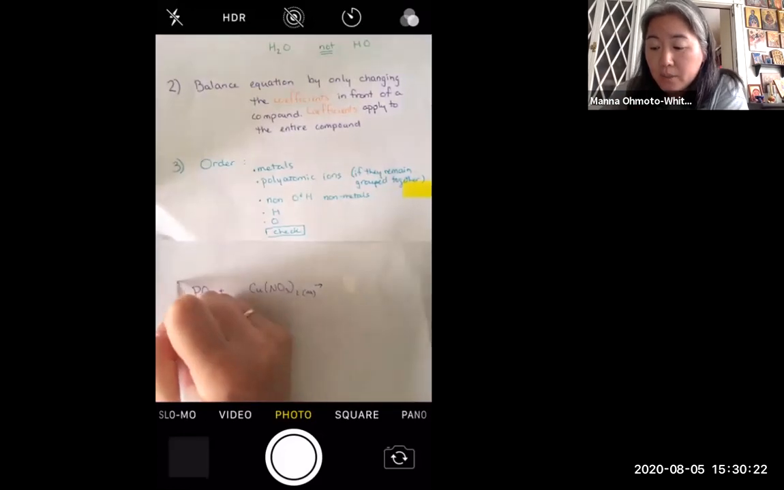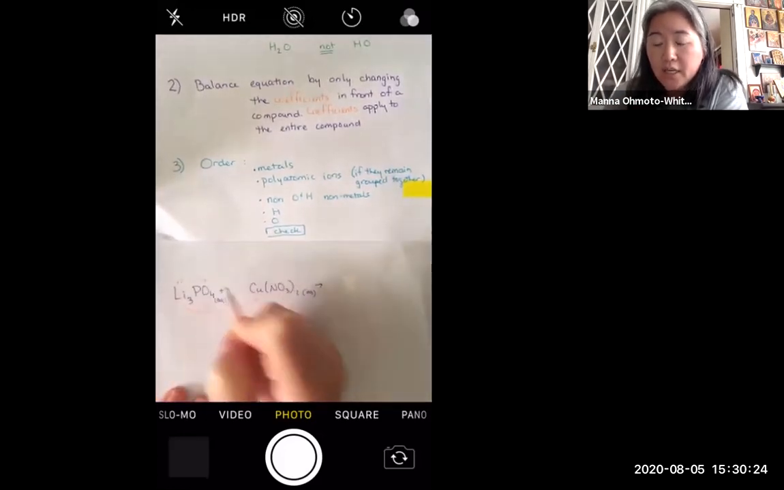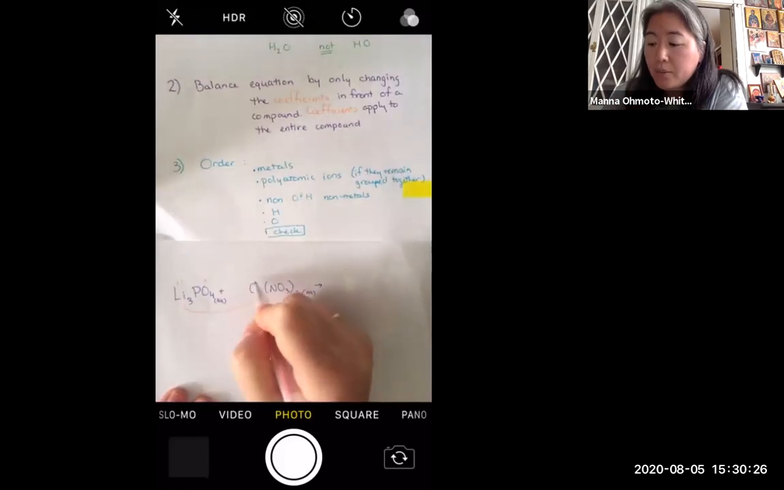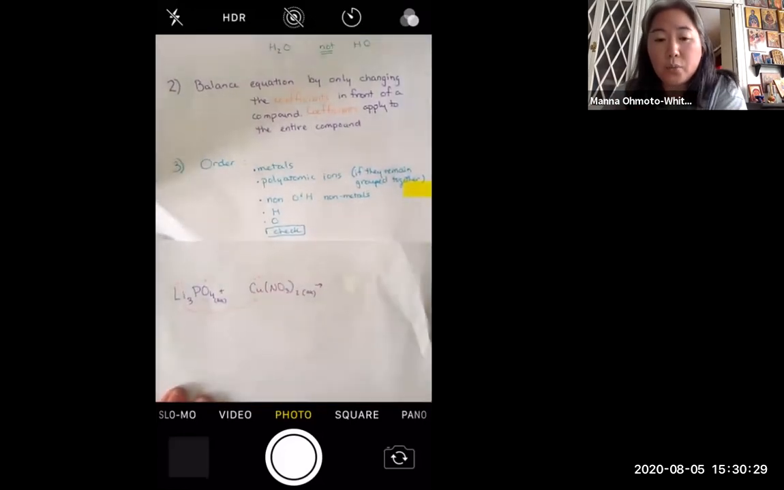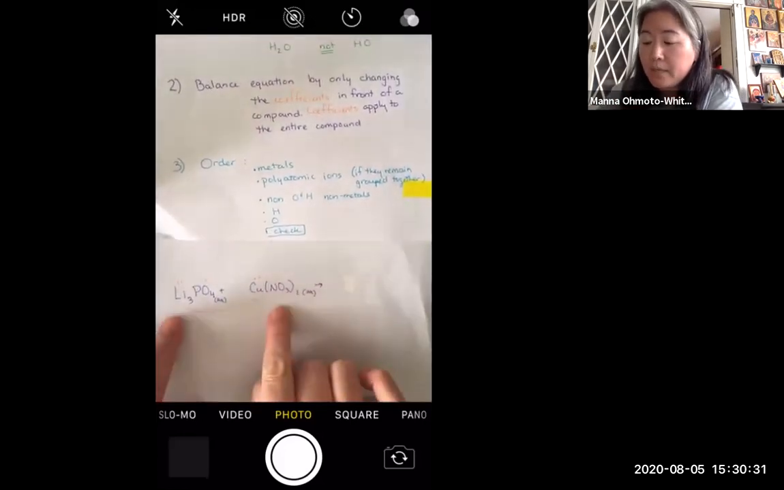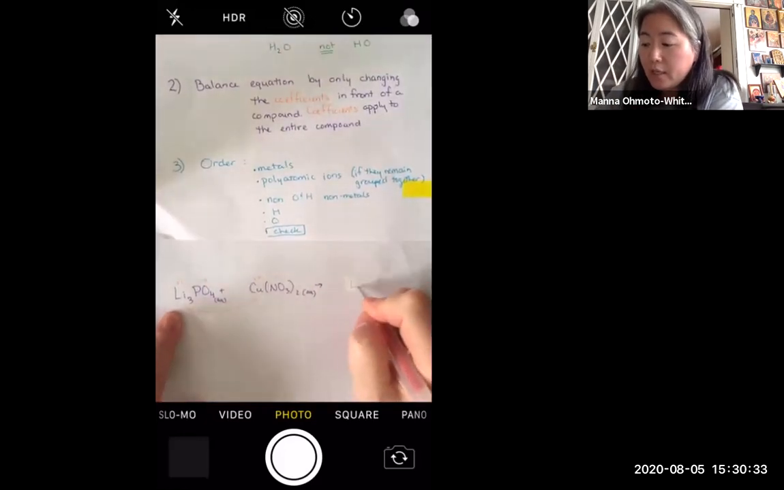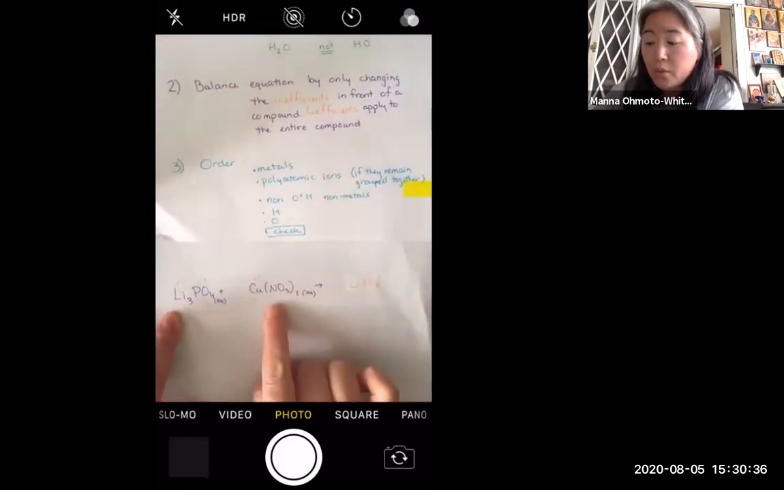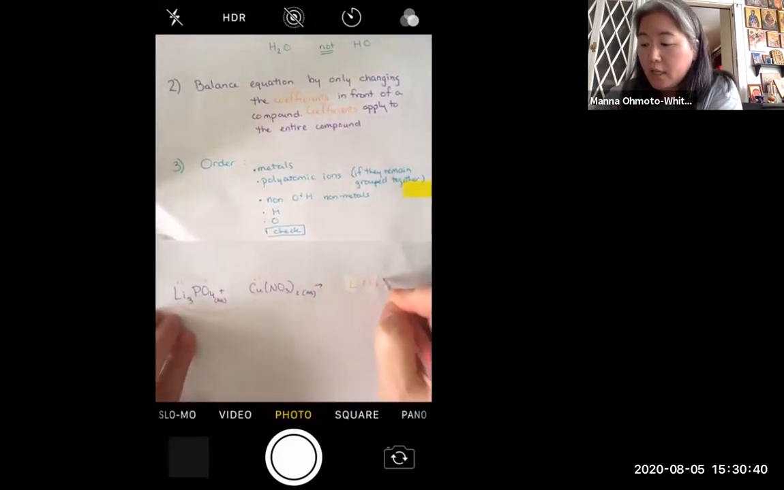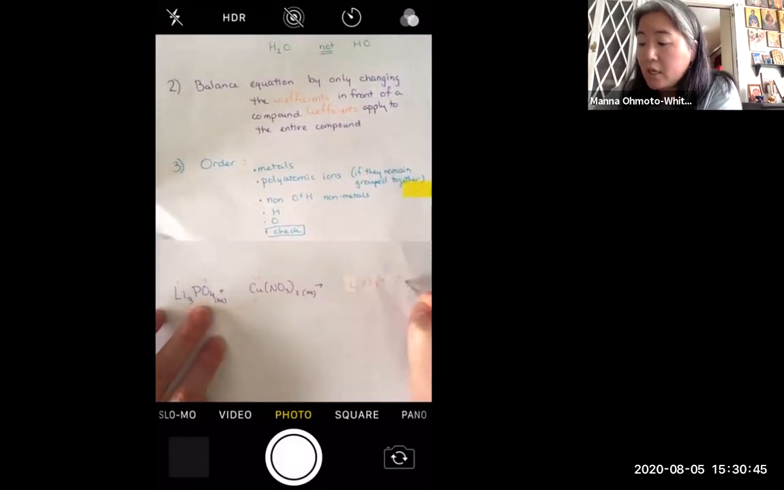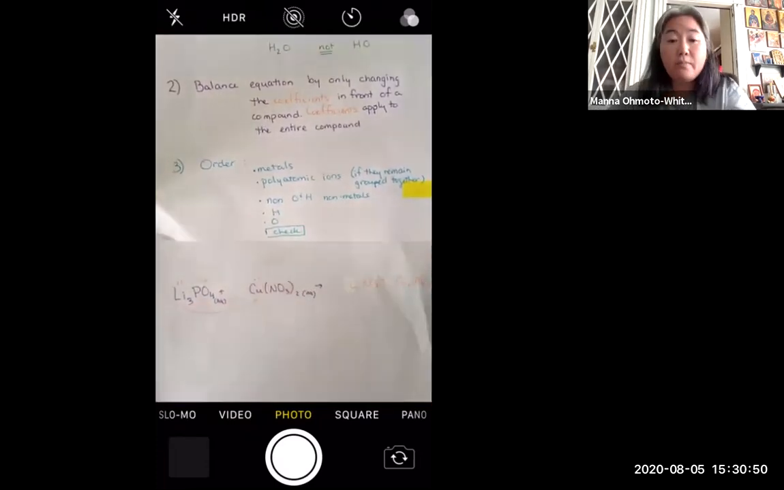So lithium takes a +1 charge, the phosphate ion a -3, copper is +2, and nitrate is -1. So when my lithium combines with my nitrate, I'm going to create lithium nitrate, and I don't need to add any subscripts because they both take a +1 and -1 charge. And then copper and phosphate, +2 and -3 means I need 3 coppers for every 2 phosphates. So I've made compounds that actually exist. They're ionically neutral. So now I have to balance.